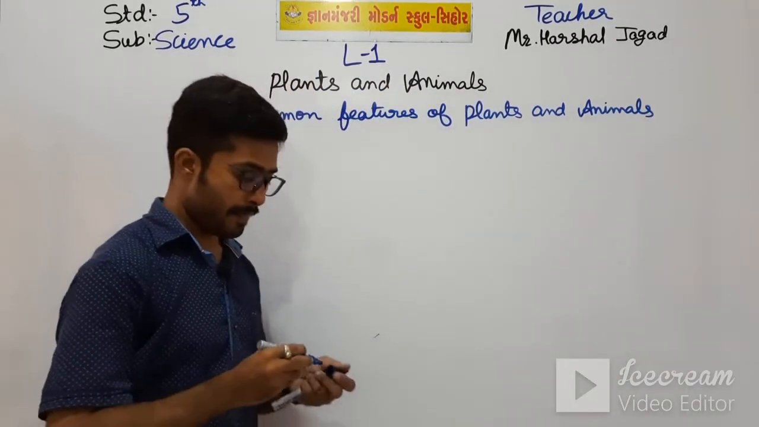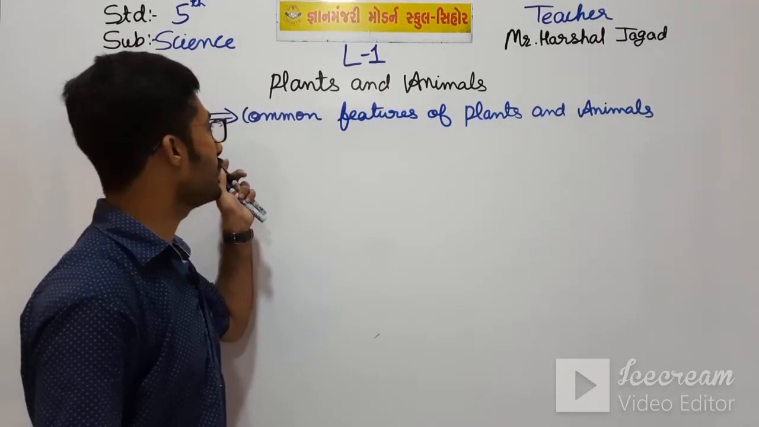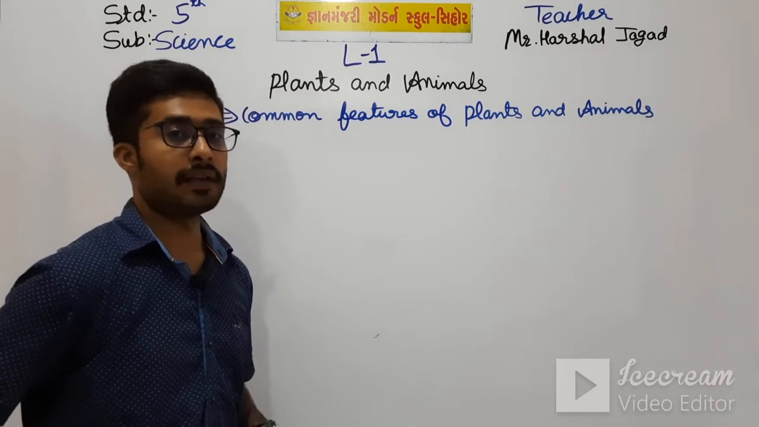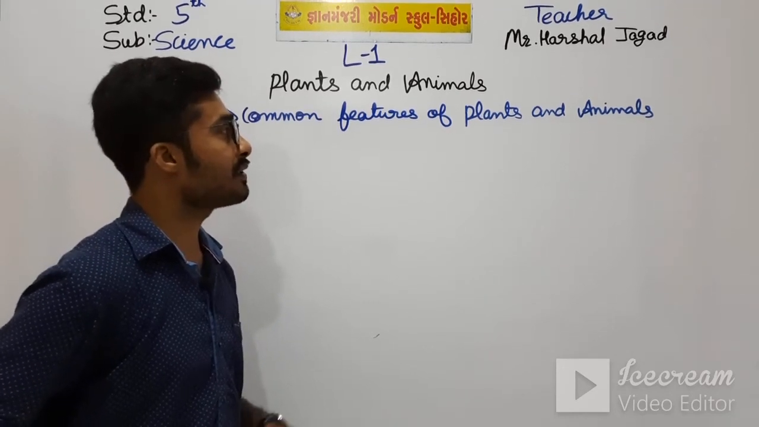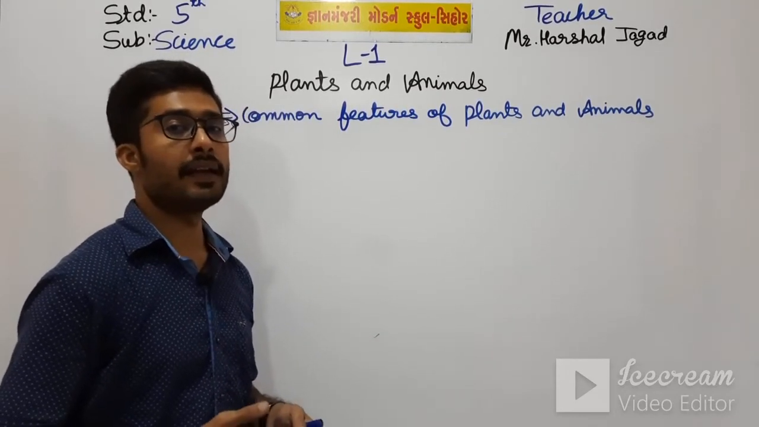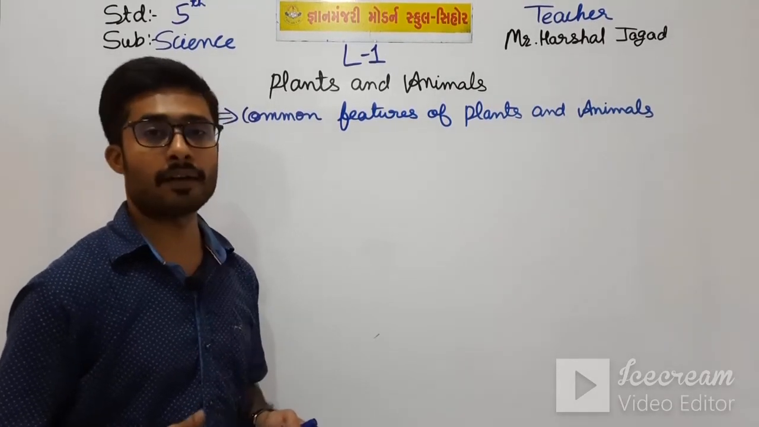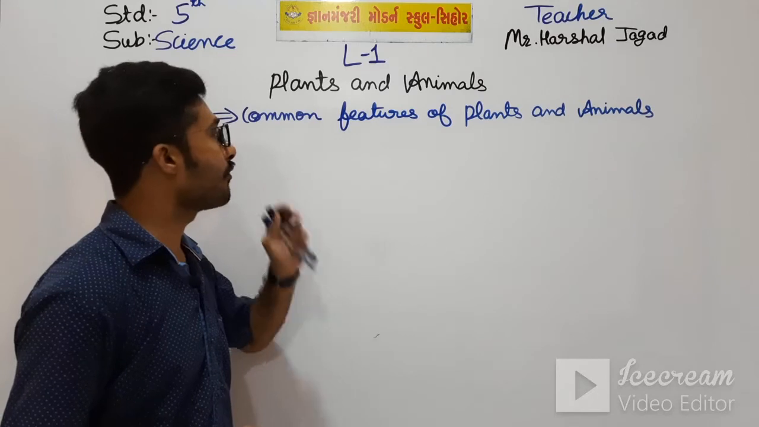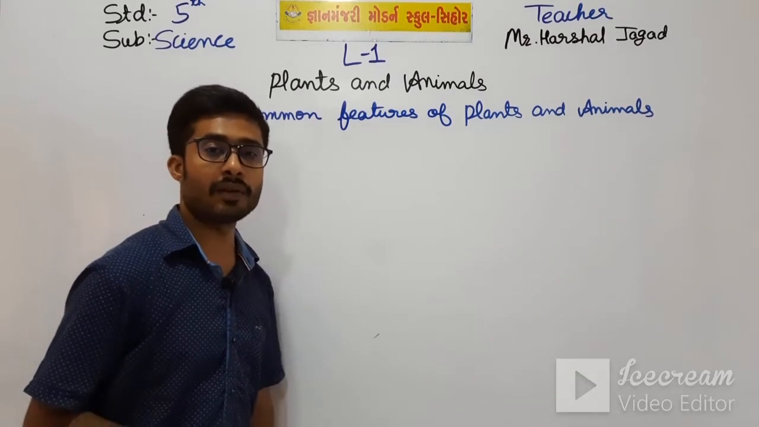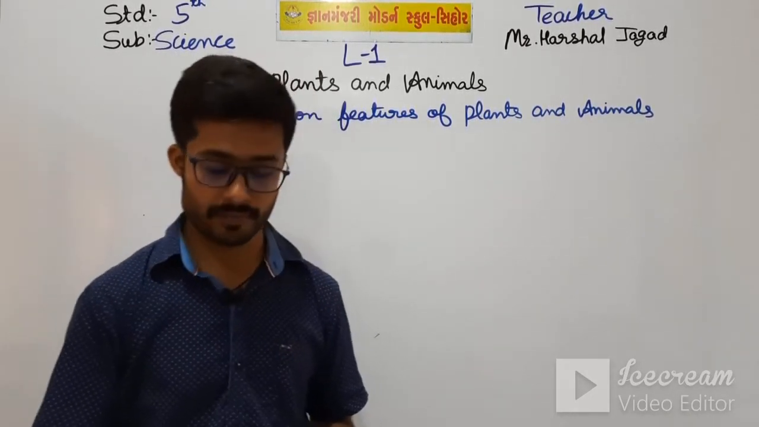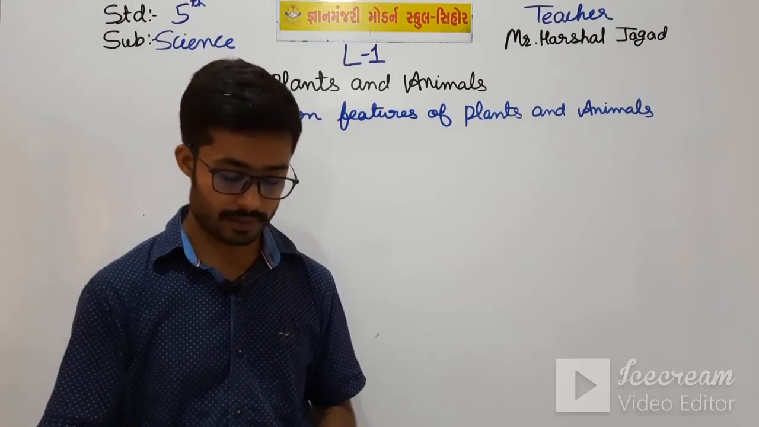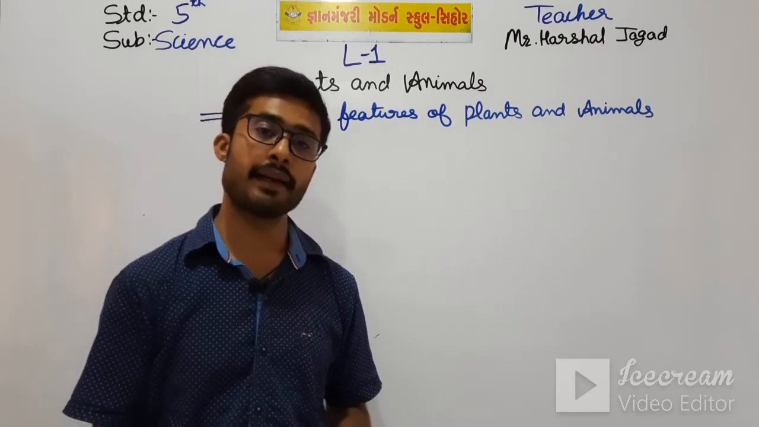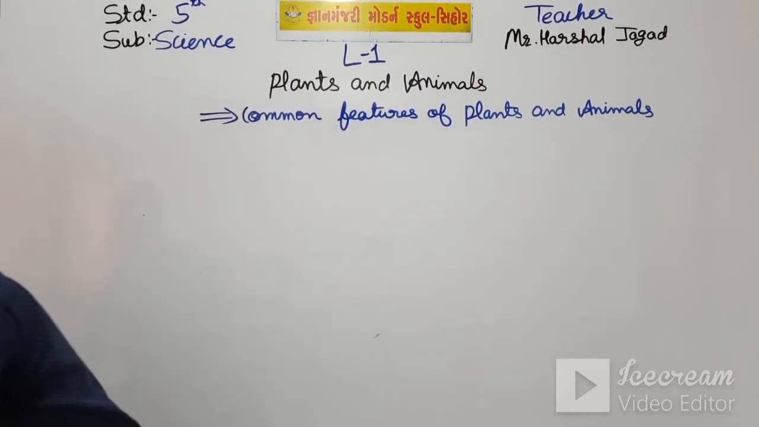Okay students, in the very first video of this chapter we saw the common features of plants and animals. So what are the common features? We all know that plants and animals breathe, they need food for their growth, and they produce their young ones. Let me read all the points. First, all plants and animals breathe, they grow in size, they feel and respond to stimuli, they need food, they move, they produce young ones of their own kind, and they die. These are some of the common features of plants and animals.